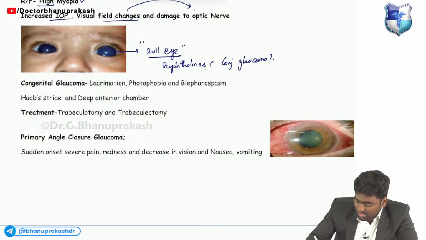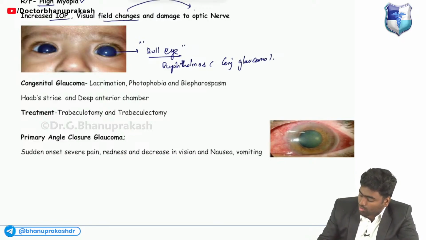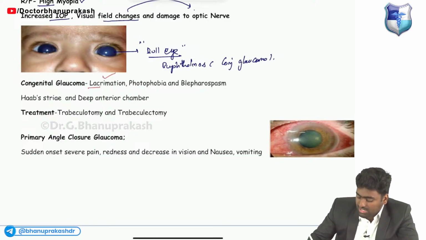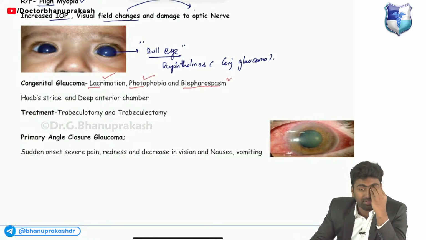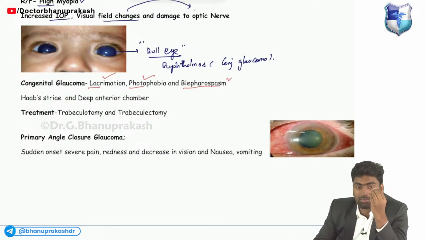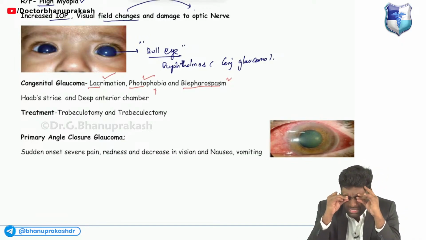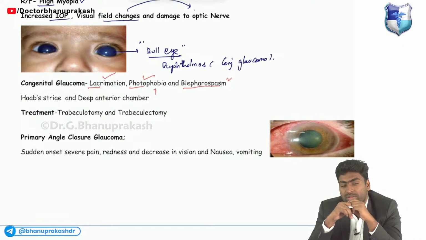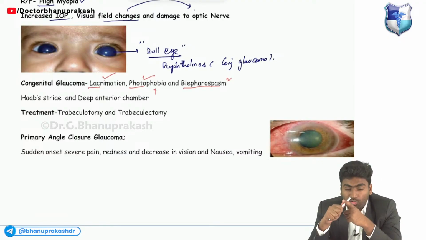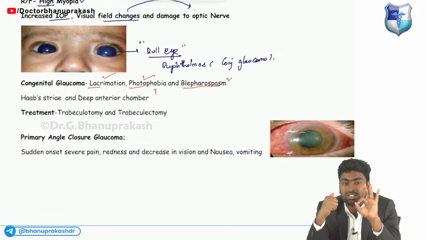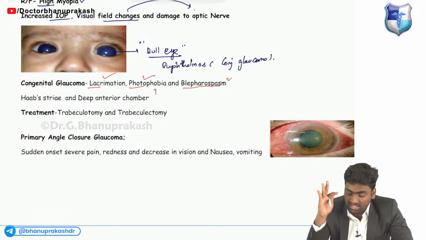It is a feature of congenital glaucoma. In congenital glaucoma, there will be features of lacrimation, photophobia, and blepharospasm. All three will be there. Because of the over-large eye, there will always be lacrimation, and he will have photophobia to light, and because of this he will have spasm to the light, so it is known as blepharospasm. So blepharospasm, photophobia, and lacrimation, all of these three things are classical for congenital glaucoma.